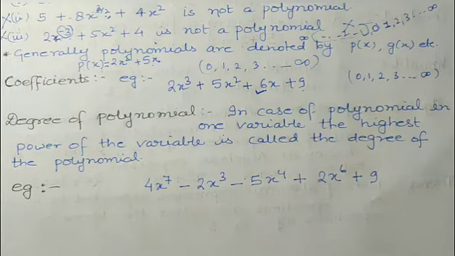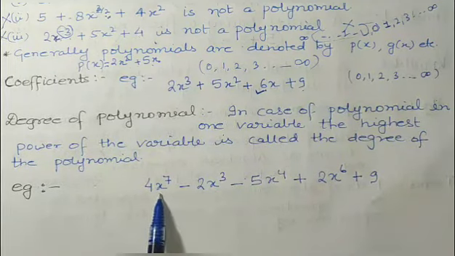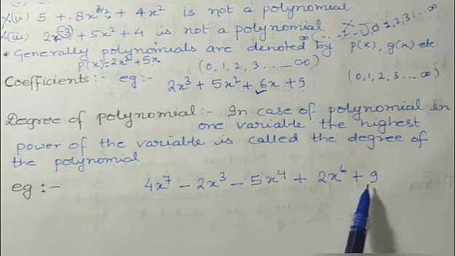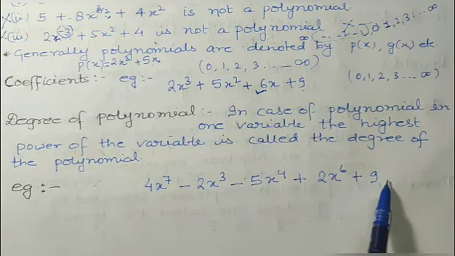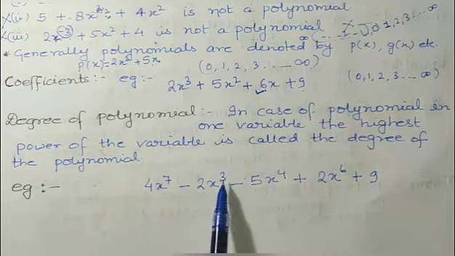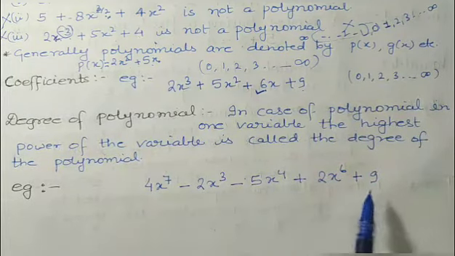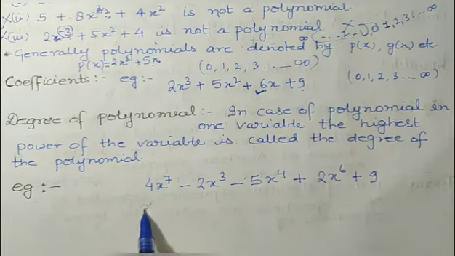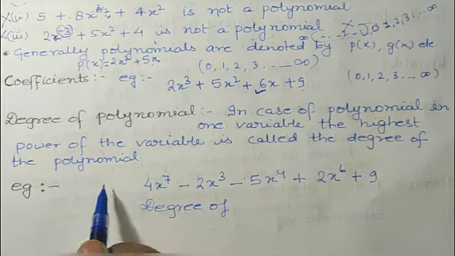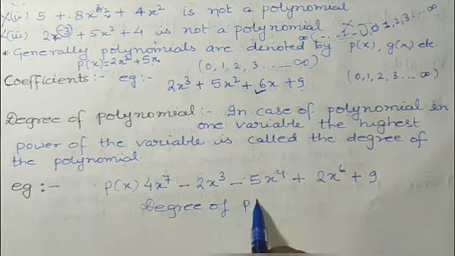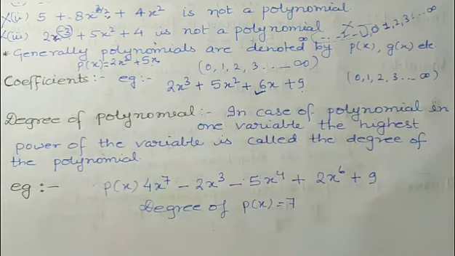you just have to see the example. Firstly, it should be in one variable. Then you have to see all the powers of x. Here nothing is there, here power 6, here power 4, power 3, power 7. So which number is maximum? This one. So the degree of this polynomial, suppose its name is p(x), the degree of p(x) will be 7. Okay students, one more example I will give you.